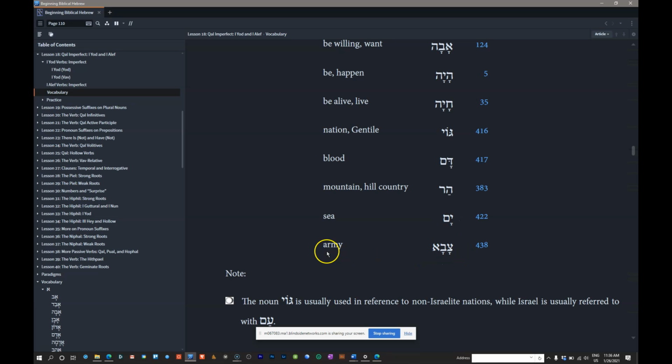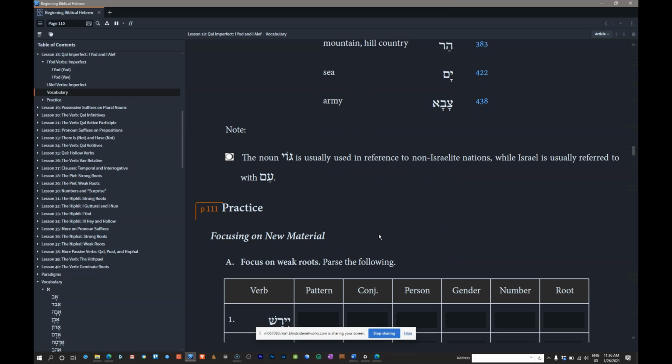And then Tsava really means like a horde or a huge group or a multitude or something like that. But usually, when it's used in the Hebrew Bible, it's referring to a multitude of fighters, and that's why you get army here. Be sure to check the notes after the vocabulary as well. They'll give you helpful ideas.